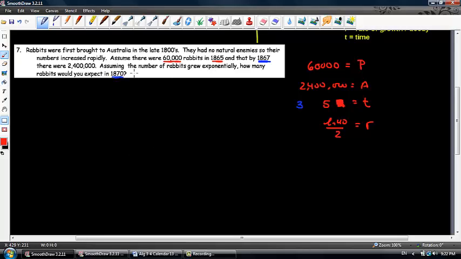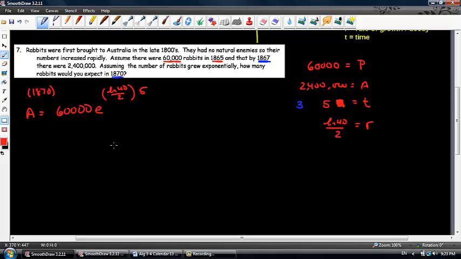So what I'm trying to figure out is how many rabbits I would expect in 1870. So what is my new amount? What's my total amount of rabbits now? We're doing 1870 rabbits now. So A is what I'm trying to find out. That's going to be 60,000 e to the r. Well, r was natural log of 40 over 2, times 5.